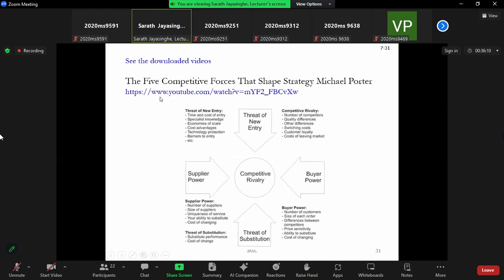Have you listened to Michael Porter talking about this approach? You might have had many lecturers talking and discussing it, but have you heard Michael Porter himself? Yes or no? One chat message. No.